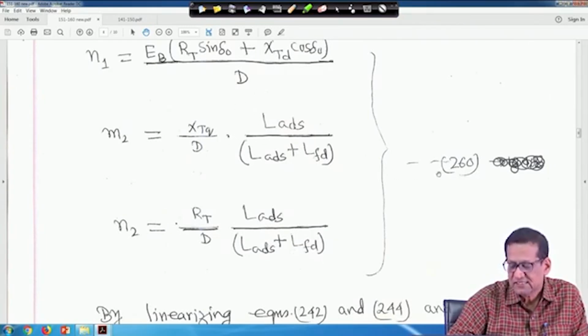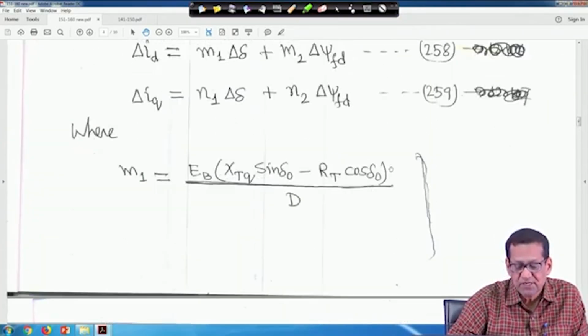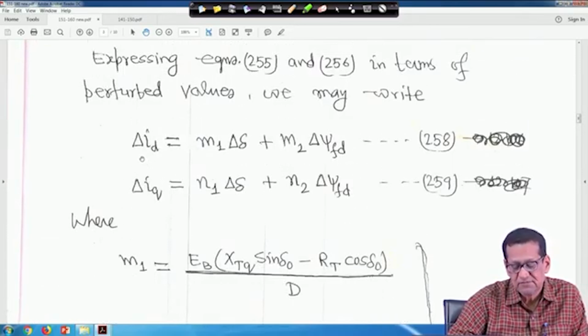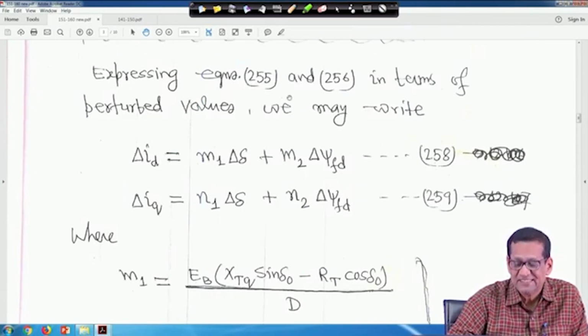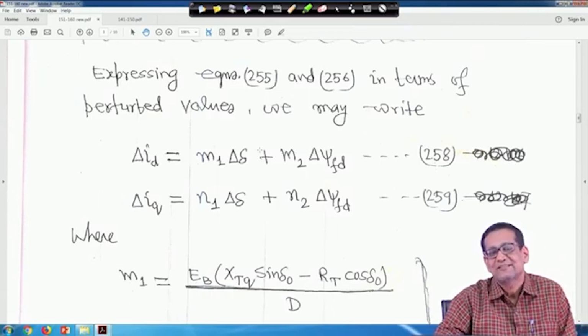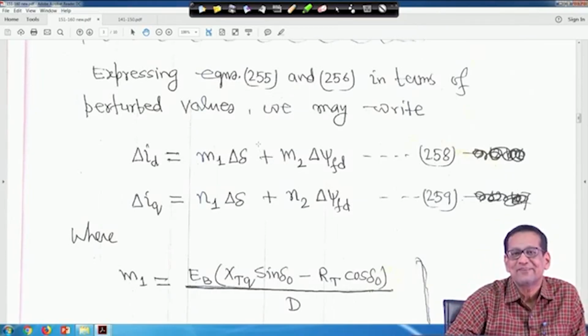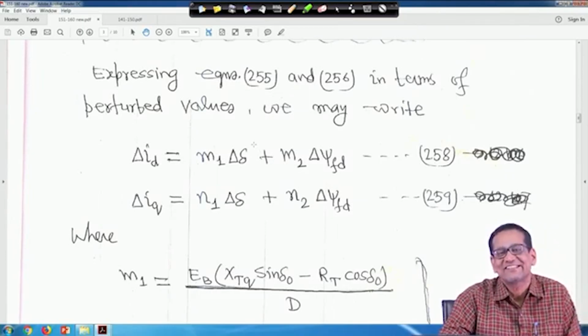Collecting all these things, we have marked them as equation 260. Therefore, the small perturbation expressions for ID and IQ, delta ID and delta IQ, are equations 258 and 259. I suggest you do this derivation yourself, otherwise if I put it all here, it will be an unending story.